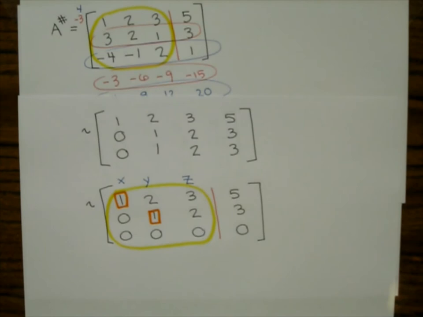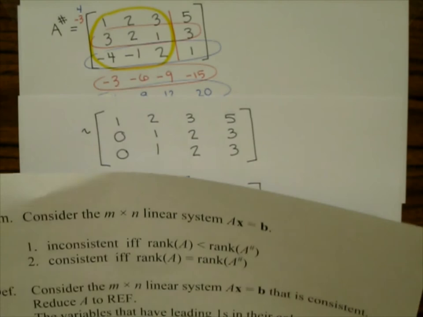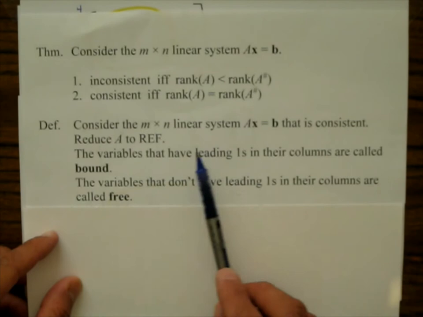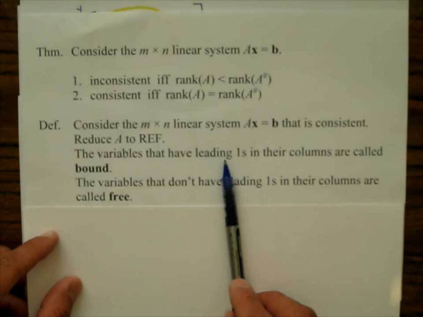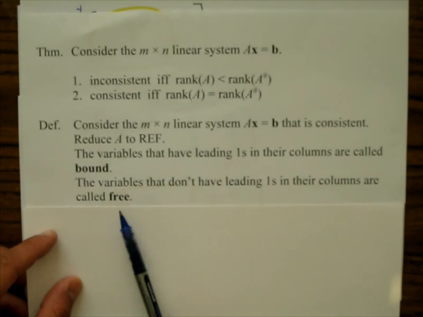let's do our next definition. Next definition is this one right here. It says, consider the m by n linear system AX equals B, and consider a system that is consistent. Reduce A to row echelon form. The variables that have leading ones in their columns are called bound. The variables that do not have leading ones in their columns are called free. Okay, so that is really going to help us.